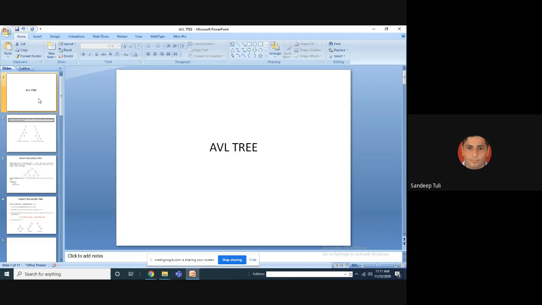You can ask. Otherwise, we are moving on to the next topic, that is AVL tree. Should we move on? Sir, nothing else is left in the threaded tree, like traversal or properties. So we are starting now the next topic, that is AVL tree.